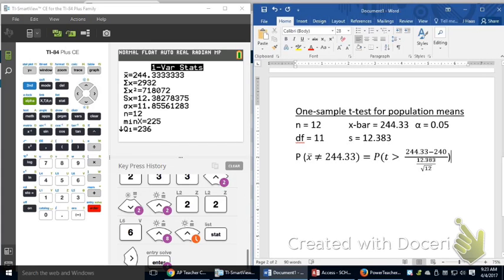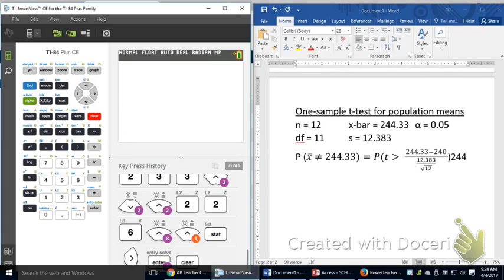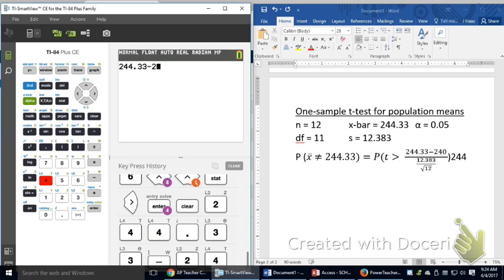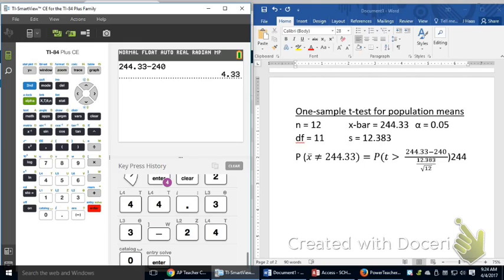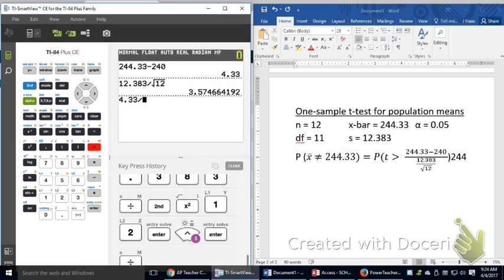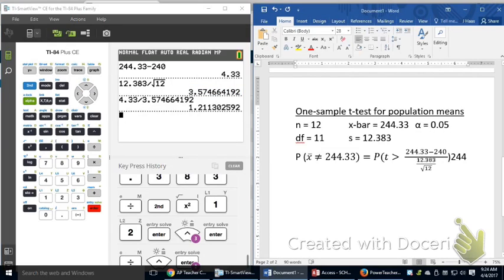So let's go back to the calculator, and we need to type that in. 244.33 minus 240. That's your numerator. My denominator is 12.383 divided by the square root of 12. That's your typical value you're off by. So we're typically off by about 3.57. So in this case, being off by 4.3, when I'm typically off by 3.57, is going to be a t-score of about 1.21.